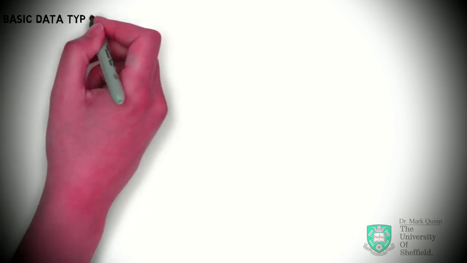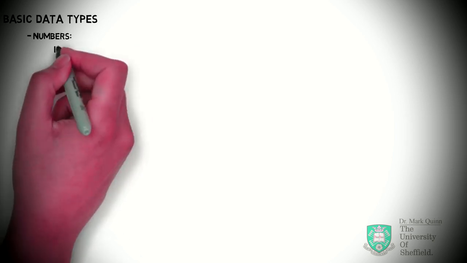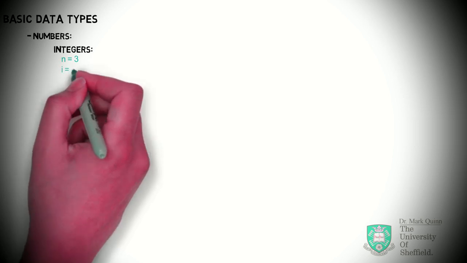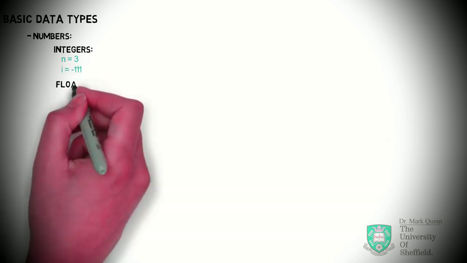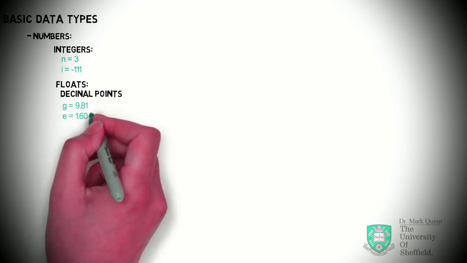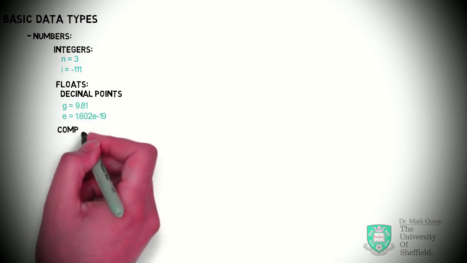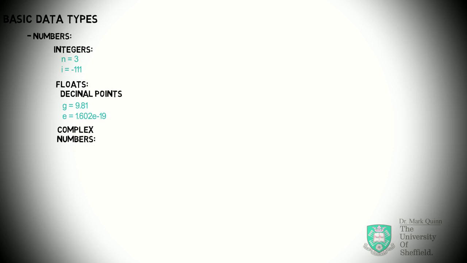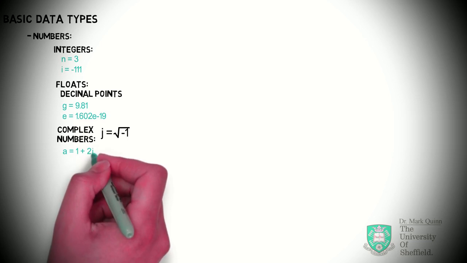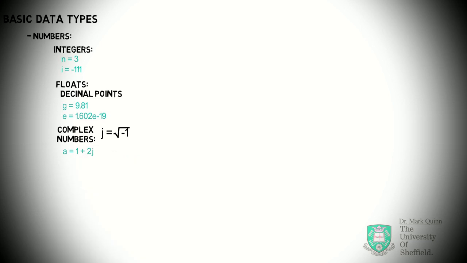When we program, the information we provide to the computer is referred to as data. The first of our basic data types are numbers, including integers, for example 3 or minus 111. Real numbers or decimal numbers which have a floating decimal point are called floats, such as 9.81. Complex numbers are also catered for, and here j is assigned to be the square root of -1, which is an imaginary number. Besides numbers, we also have strings, which resemble words.